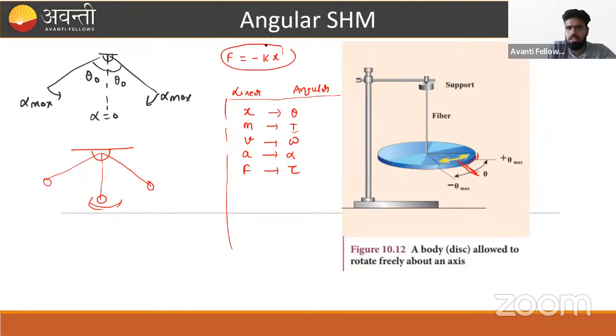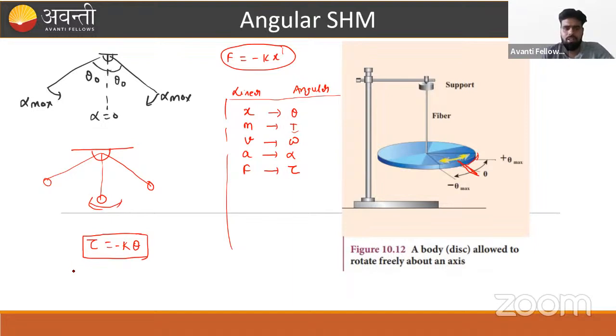By using this analogy, how can we write down the force? In place of force, we can put the torque. K is the SHM constant, and here K is also the SHM constant. There is no problem with K. And x is replaced by theta. I hope this is clear to everyone. Give me a thumbs up if everything is clear.